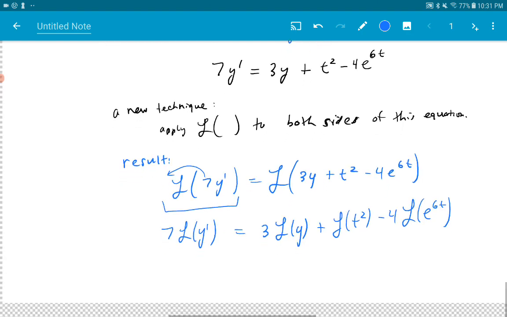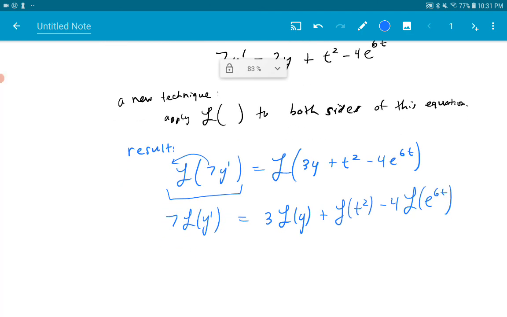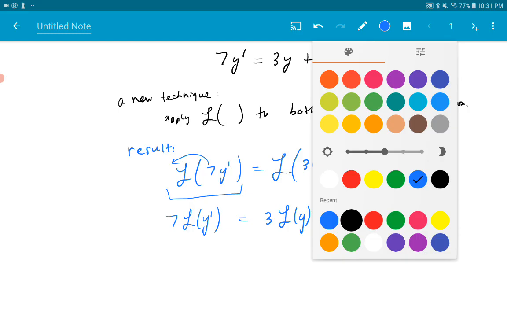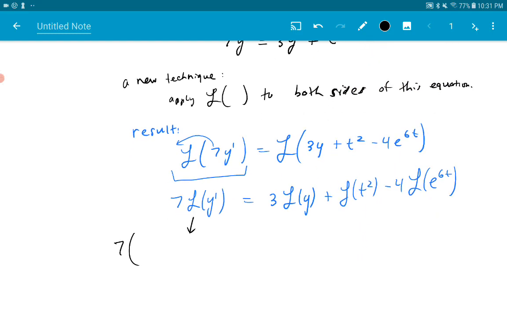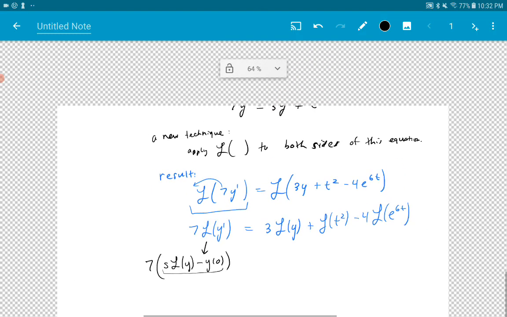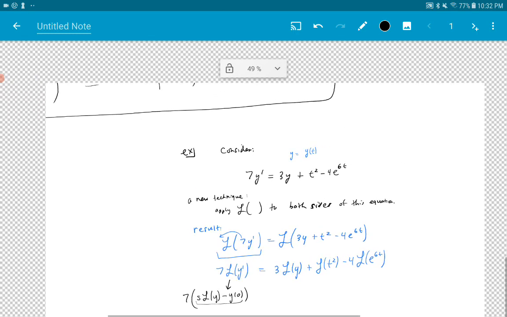Okay, well, what can we do? Well, the left side, we can just use that formula. Isn't it 7 times, and we just did this. We just learned the Laplace transform of the derivative of a function is going to be s times the Laplace transform of y minus y of 0. That's what we figured out. That was the last row we just put in our table. If I scroll out, that's the formula we just came up with right here.